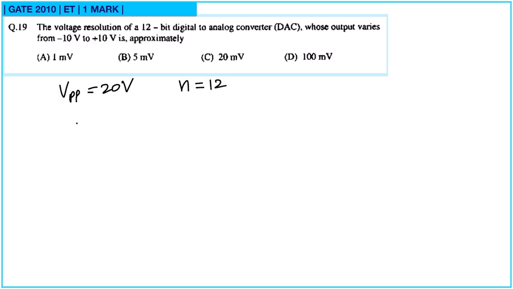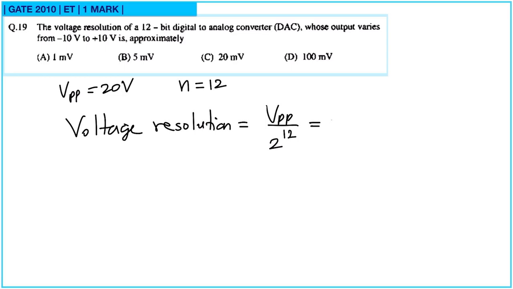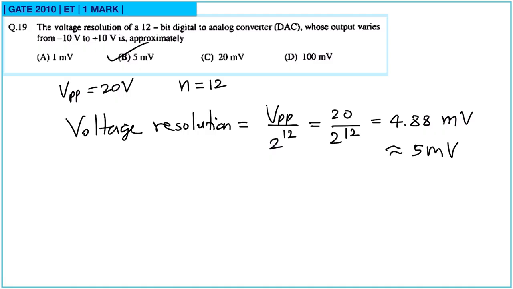Now voltage resolution is equal to V peak to peak upon 2 raised to n, that is V peak to peak upon 2 raised to 12. So that is 20 upon 2 raised to 12. This value comes out to be 4.88 into 10 raised to minus 3 volt. So that is in millivolt, which is nearly equal to 5 millivolt. So option B is correct.